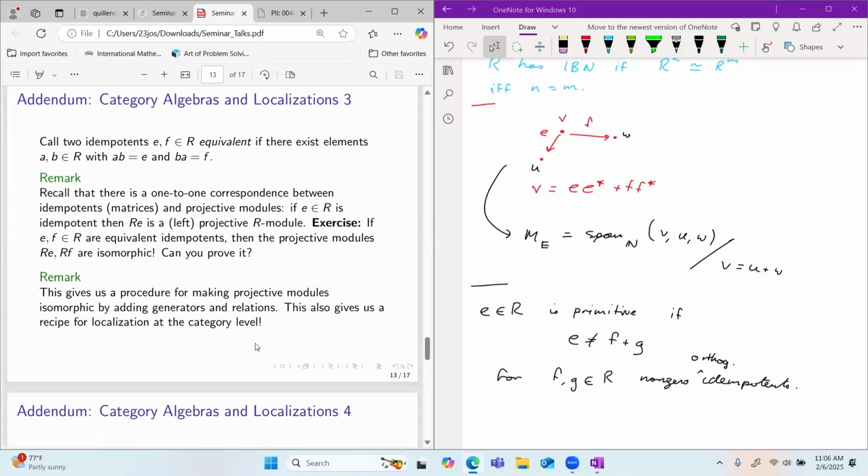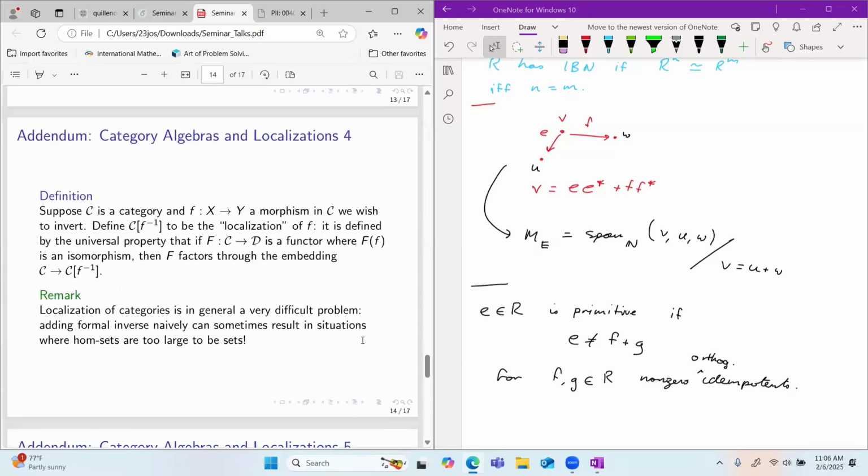So what we have now is a recipe for making projective modules isomorphic by adding generators and relations. If we have two idempotent matrices and we want to make them equivalent, we can just formally add elements to our algebra in this kind of way with these relations to make the corresponding projective modules isomorphic. And since we're able to formally add things to make stuff isomorphic, this gives us a recipe for localizing categories. So if you don't know what a localization of a category is, we'll go through it now.